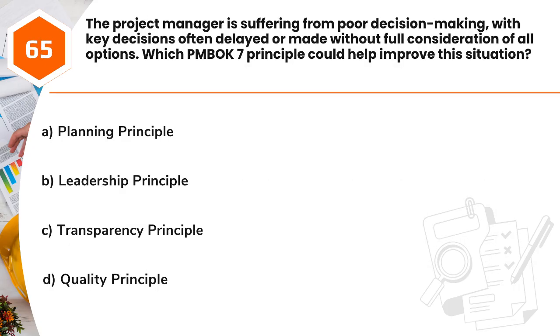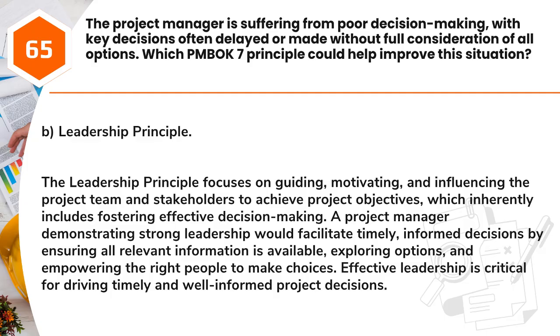Question 65. The project manager observes that a project is suffering from poor decision-making, with key decisions often delayed or made without full consideration of all options. Which PMBOK 7 principle could help improve this situation? A. Planning principle. B. Leadership principle. C. Transparency principle. D. Quality principle. Answer: B. Leadership principle.